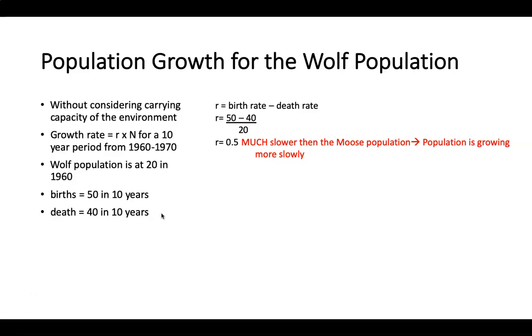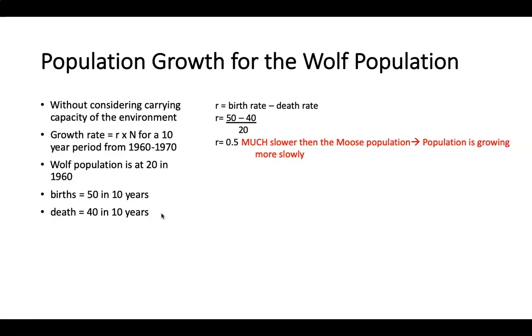So 50 births minus 40 deaths divided by 20 individuals in the original population. So for the wolf population, R is going to be 0.5. Now you can see by just comparing 0.5 and the moose growth rate that the moose population is growing much more quickly. The wolf population is growing much more slowly. It's still growing, but it's growing more slowly.